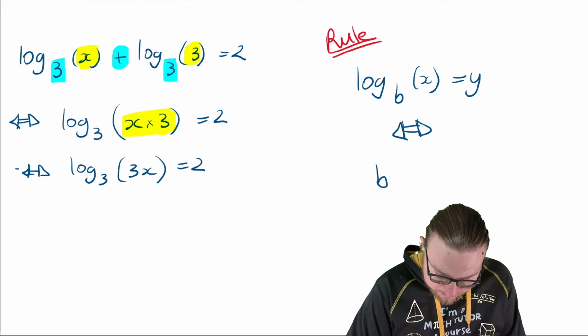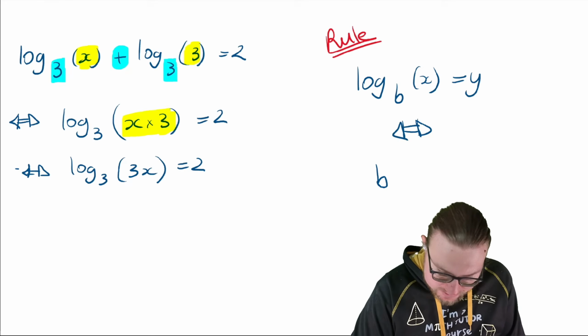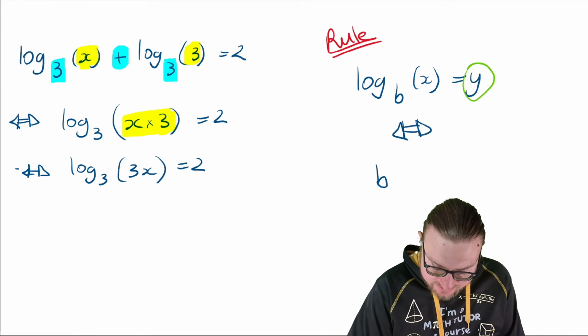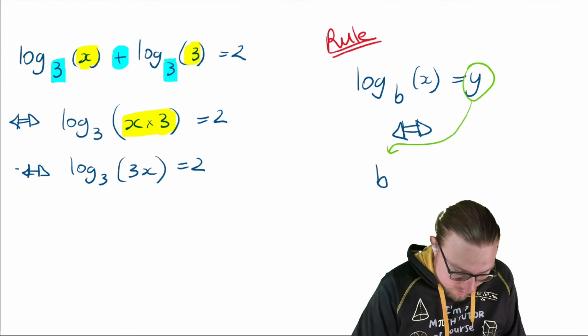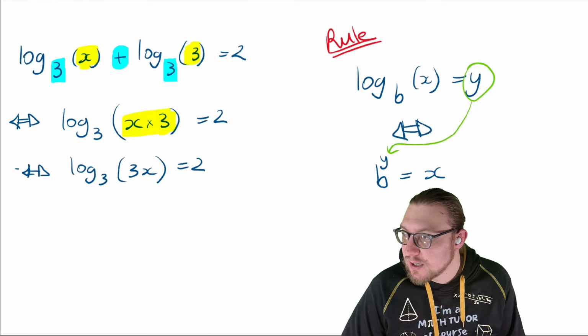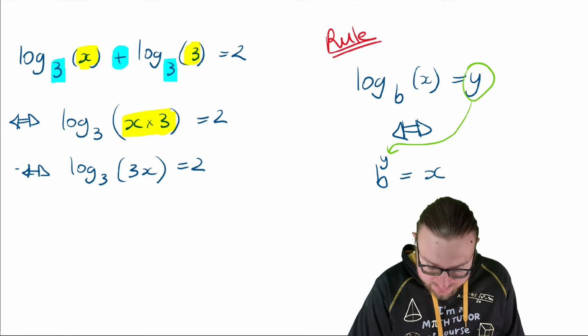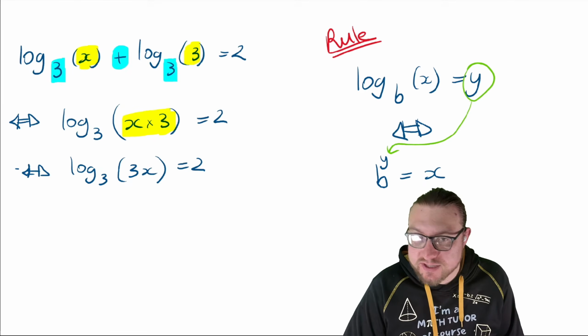So it's going to be the base that has a power. And now it's just the confusing part. The power is on the other side. So we're going to have b to the y is equal to x. I usually just remember this is the base and I need to use the opposite, and then the x is the only thing left in the equal sign.